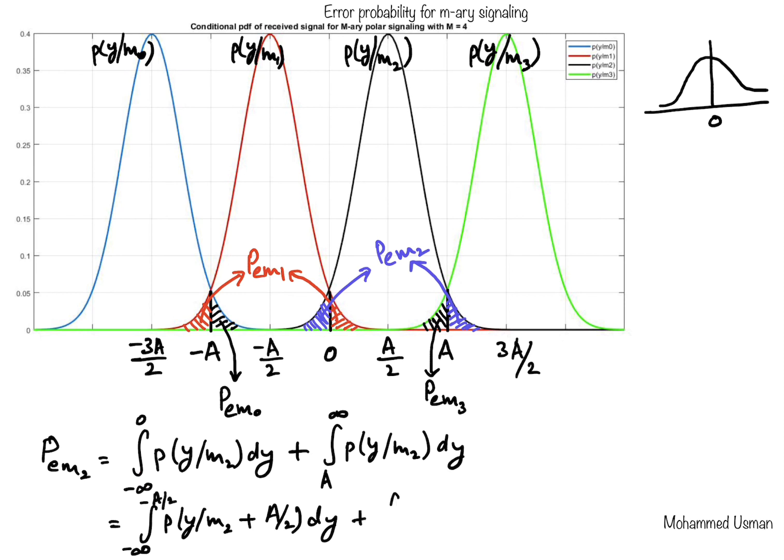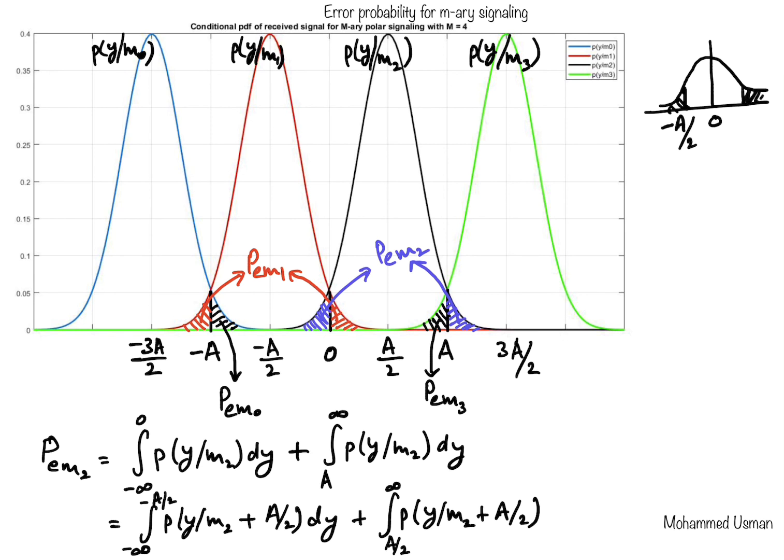Plus, again it is going to be centered on 0 now, P of y given M2 plus A by 2. The limits of integration are from A to infinity. So when A gets shifted to the left by A by 2, it will come to A by 2. So that becomes A by 2. Infinity shifted to the left remains infinity. So again, it's from minus infinity to minus A by 2 and A by 2 to infinity when it is centered on 0.